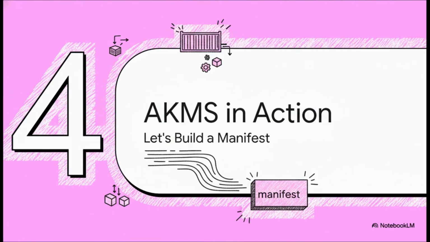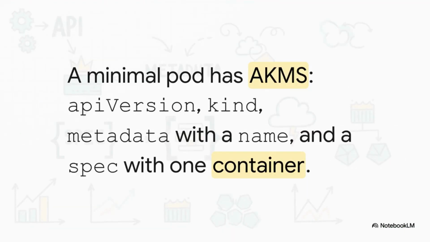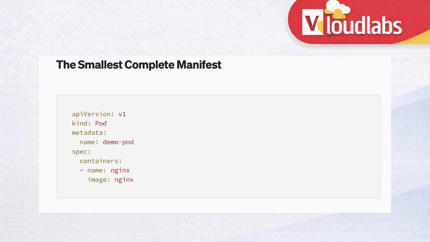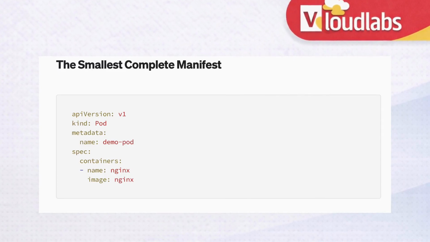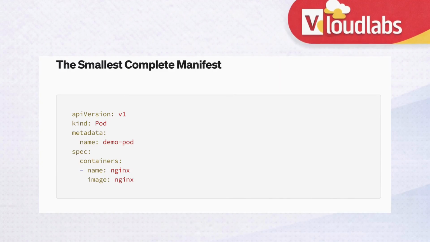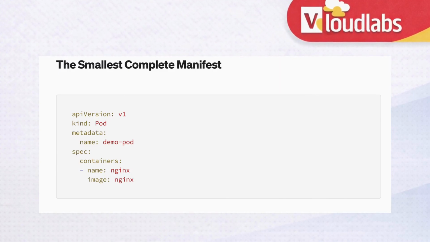Okay, theory is great, but let's see how this all comes together. Let's look at how these 4 simple letters, AKMS, form a real working Kubernetes object. And here it is. Check this out. This is basically the smallest possible, complete, and valid manifest for a pod. And look, it's got an API version? Check. It's got a kind? Check. It's got metadata with a name? Check. And it's got a spec that describes the containers. It follows our AKMS framework perfectly.